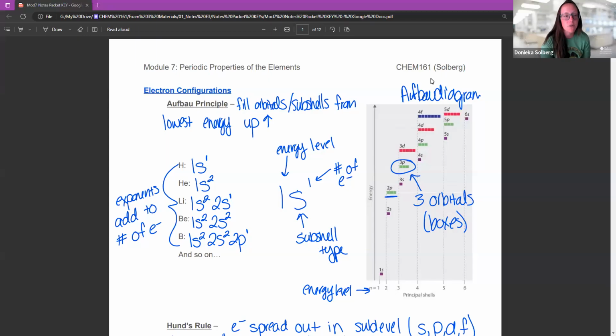Okay, so this is a quick little review of electron configurations because they're going to be really important in this unit as well. If you still can't do electron configurations, you won't be able to explain why periodic trends are the way that they are.